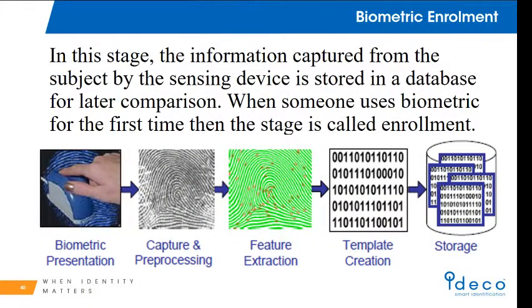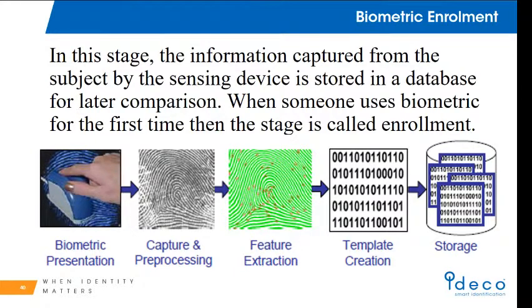So one of the things that's important when we look at biometrics is the enrollment process. It's a situation of garbage in, garbage out. If you don't enroll properly, you're not going to be able to recognize that biometric later on. So enrollment is really important.